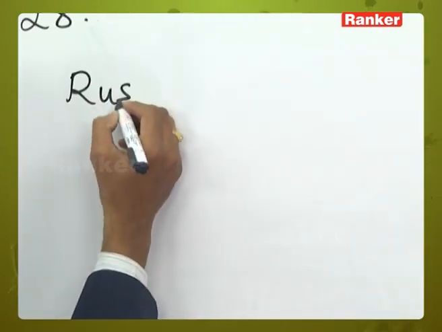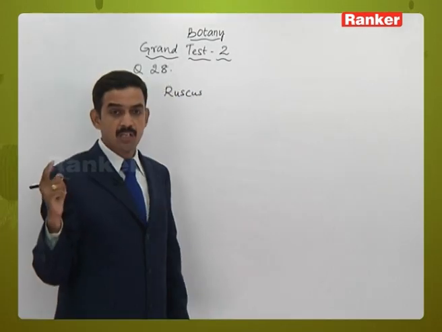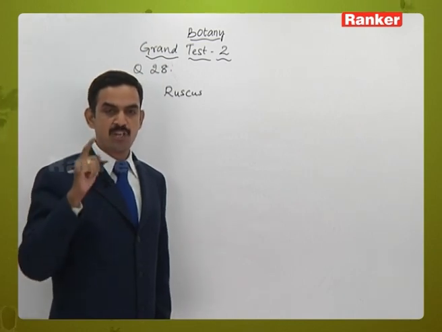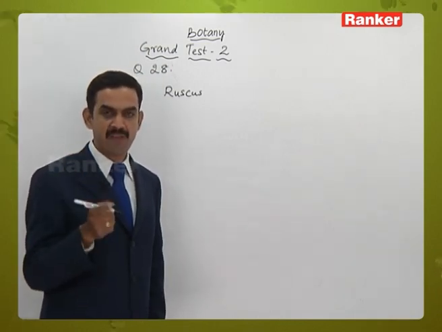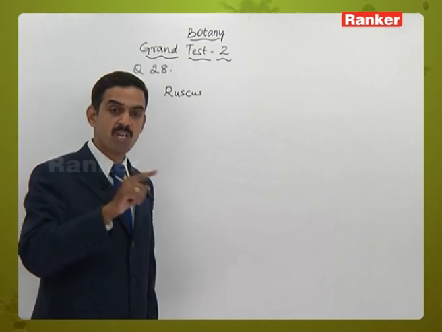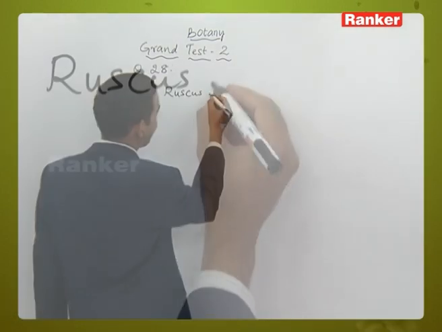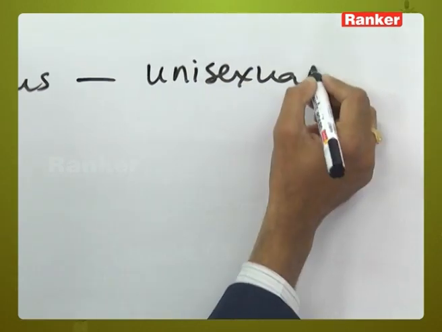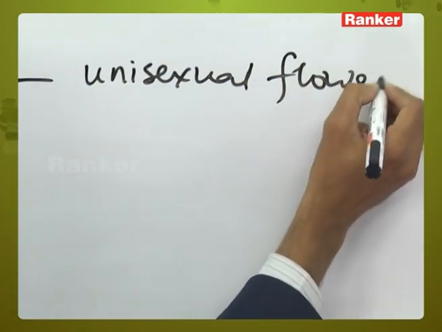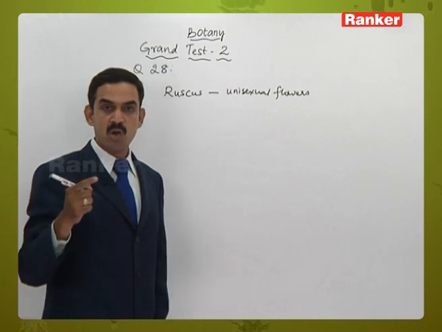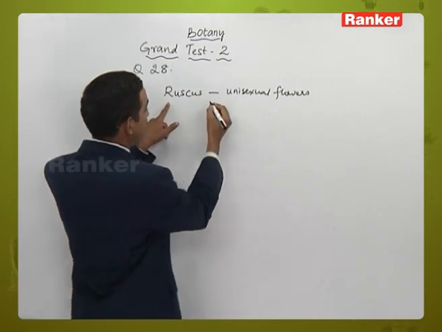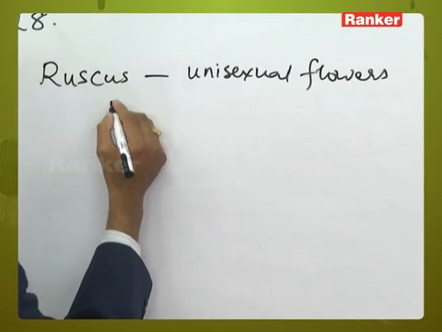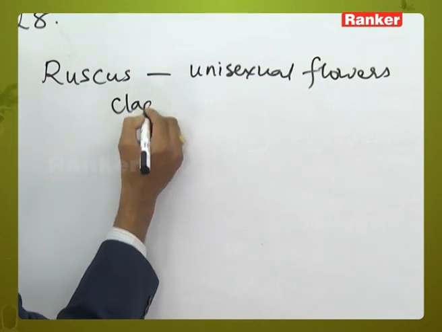First one, Ruscus. Here the question is related to the Liliaceae family, and it should have leaf modification and unisexual flowers. Yes, Ruscus will have unisexual flowers. That is correct. Then the second character: does it show leaf modifications? Ruscus is a plant which is showing what you call the cladophyll.